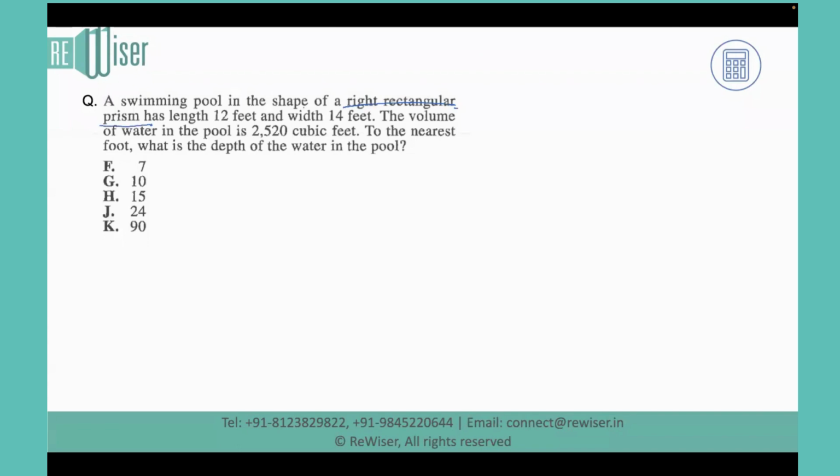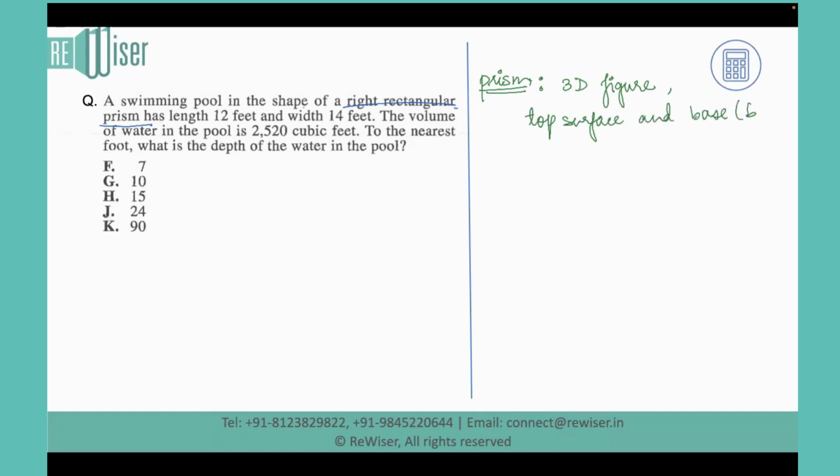So let us first try to understand what is a right rectangular prism. First, I'm going to explain what type of figure is a prism. A prism is a 3D figure, three-dimensional figure whose top surface and base, which is the bottom surface, has a similar shape. Let me write this as the same shape.